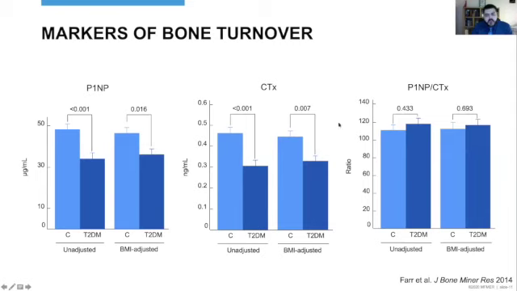Looking at turnover markers in the same cohort that we looked into, you can see that type 2 diabetes compared to control is a low bone turnover state with a decrease in P1NP, decrease in CTX, and it remains consistent even after adjustment for weight alone or for BMI.